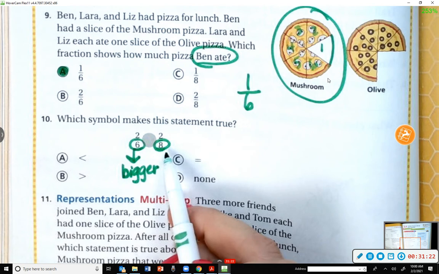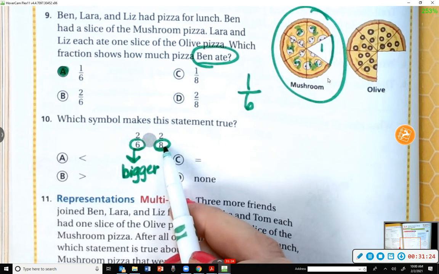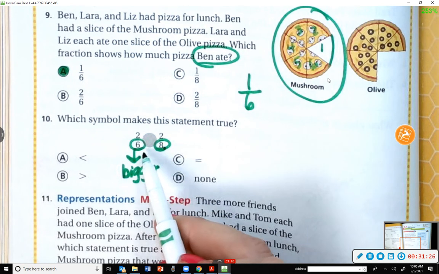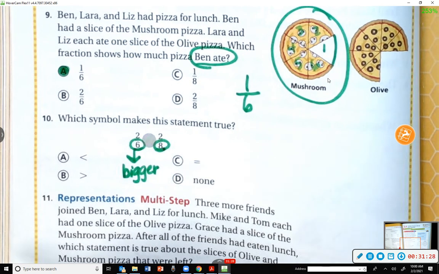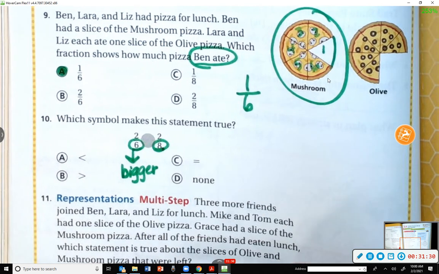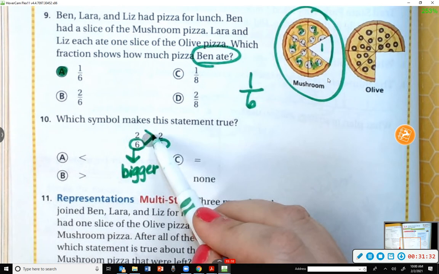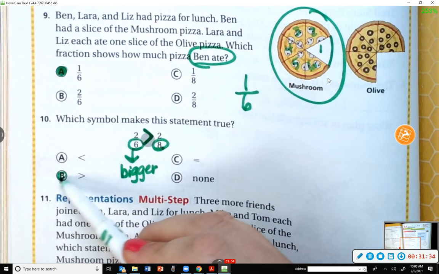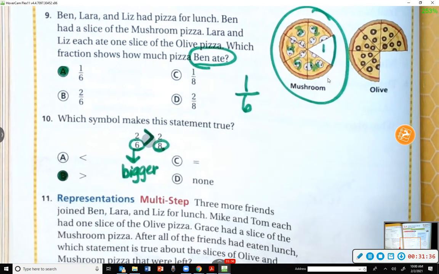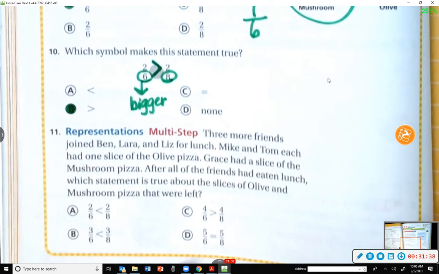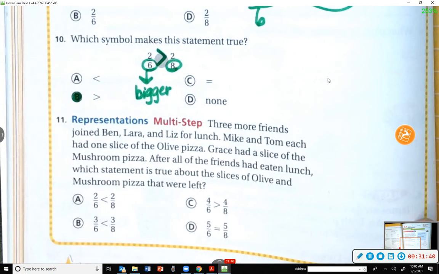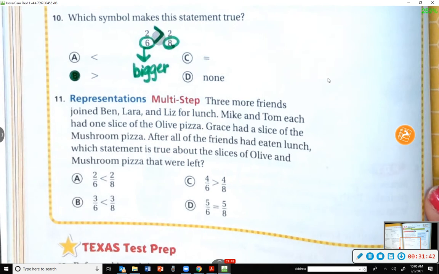The fraction with the higher denominator actually means the pieces are smaller. So the symbol should be eating 2/6 like this. So B was correct. Okay, any questions so far? No? Okay, number 11.